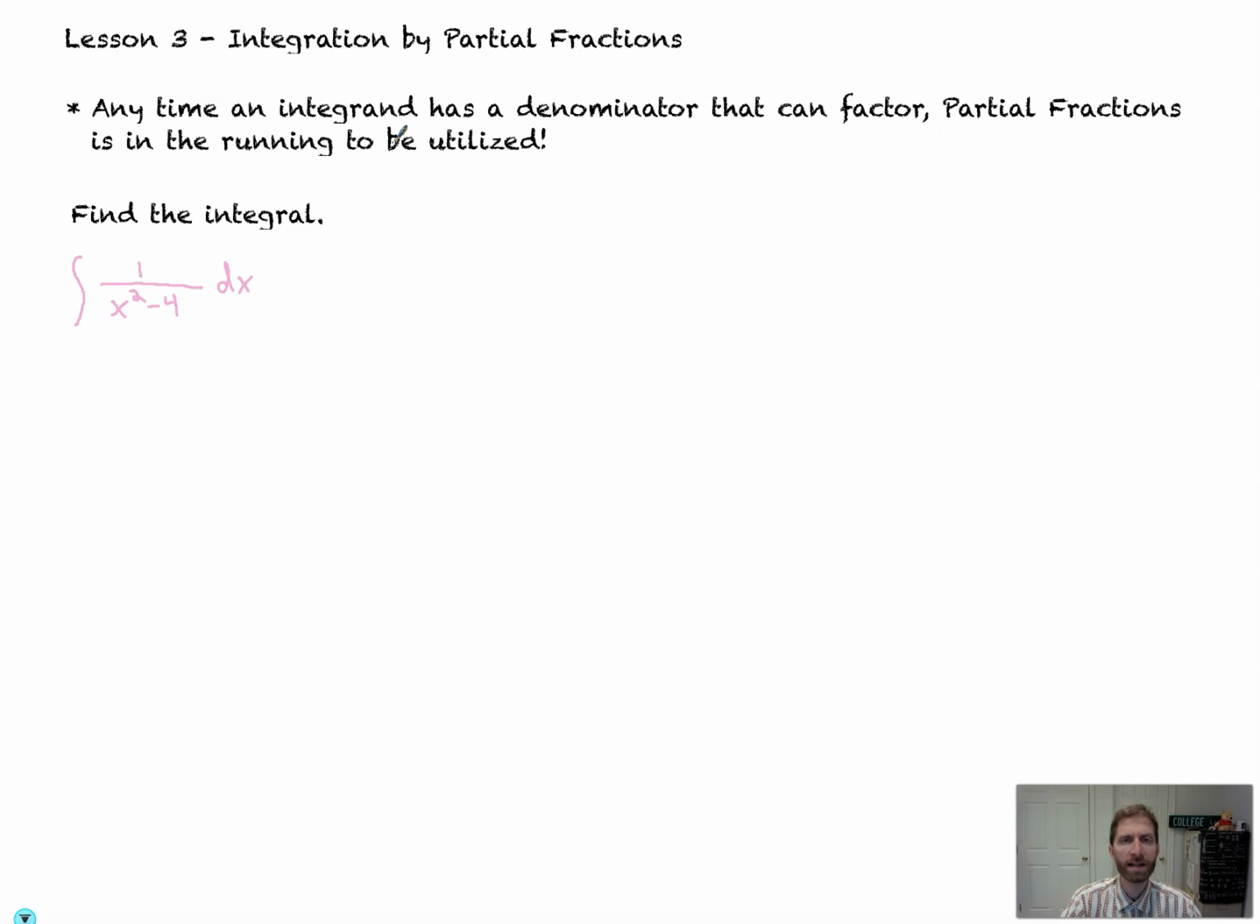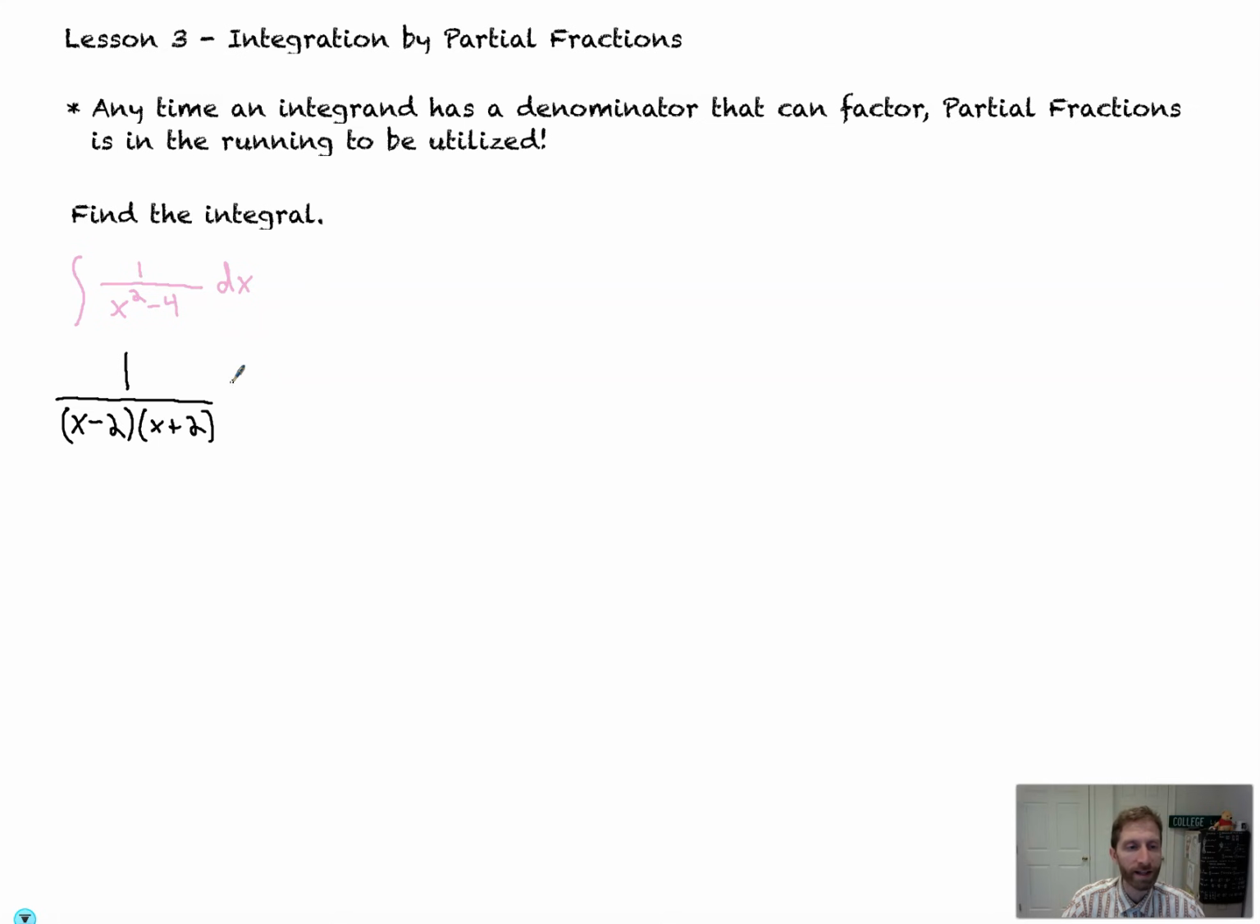And I wrote that here. Anytime an integrand has a denominator that can be factored, partial fractions is in the running to be utilized. What does that mean? Well, we look at this and we say, oh, I can't integrate that as is. I mean, if there was an x up here, I could use u substitution, but there isn't. So what I do is I look at this thing and think, well, I could factor this into 1 over x minus 2 times x plus 2, like so.